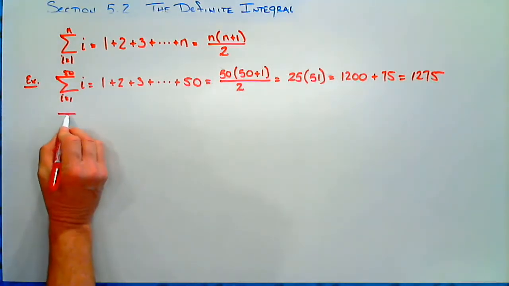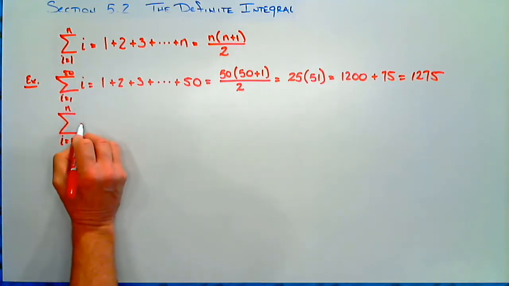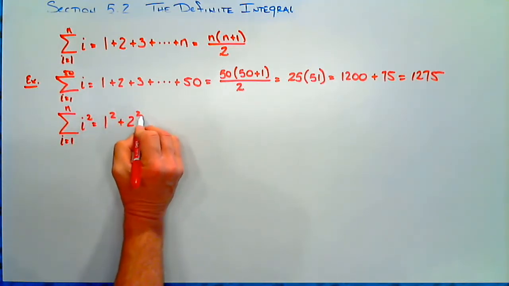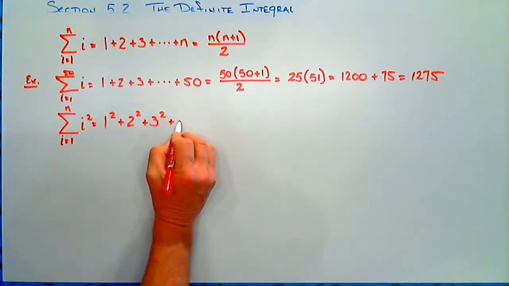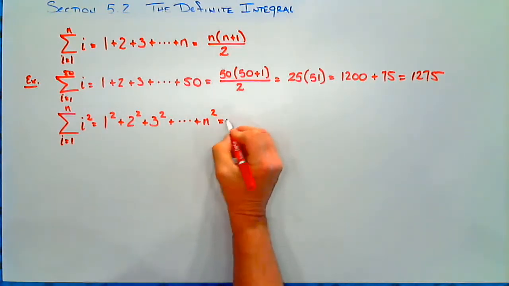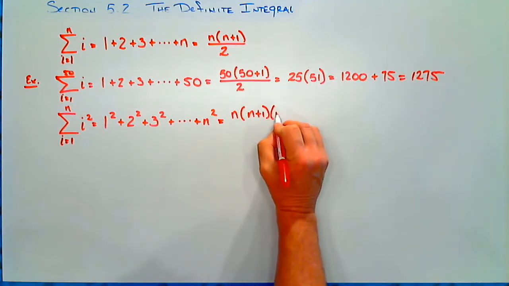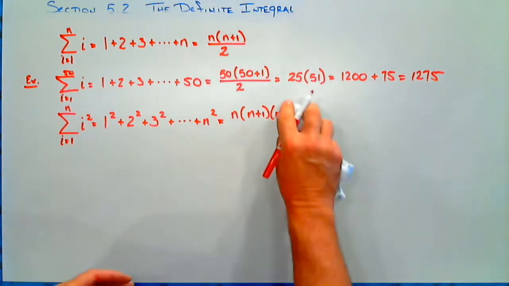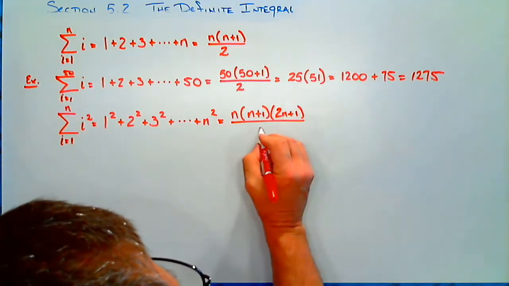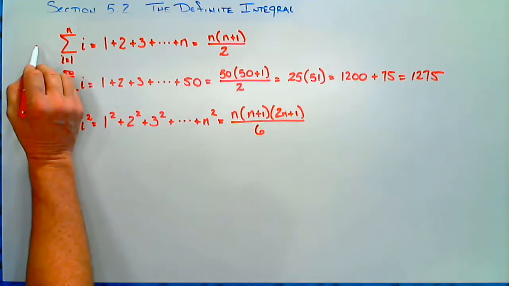Related to that formula is the formula that we already used in the video on section 5.1. What happens if I add up all the squares? 1 squared, 2 squared, 3 squared, all the way to n squared. Well, the formula for that, as we already wrote in section 5.1, is n times n plus 1 times, well, that's wrong, 2n plus 1, all divided by 6. I'm not going to do an example of that. You can do the arithmetic.